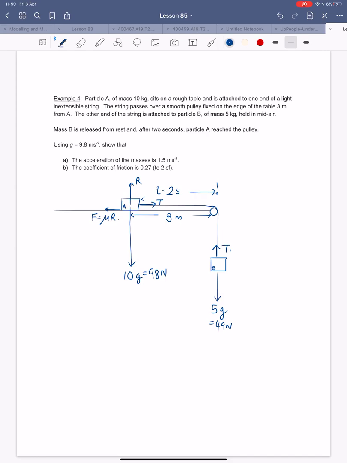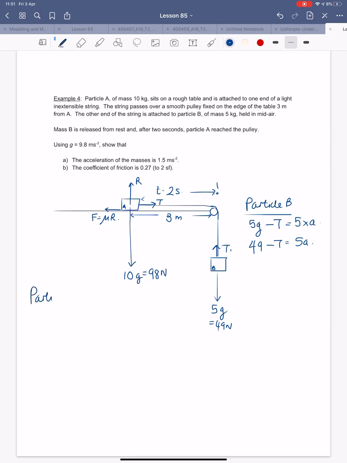Right, so let's start with particle B, because there's not many forces on that one. 5g minus T, that's the net force, equals mass 5 times acceleration. So we get 49 minus T is 5a. That's all we can do with that one.